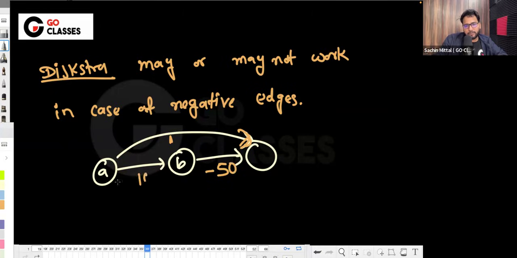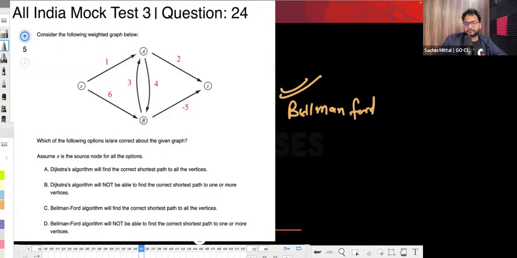this is 10. Okay, so Dijkstra will find out which path has the minimum path from A to C. It will finalize this path, right? It will say that this is the minimum. Okay, but in reality this is the minimum from A to C, right? So Dijkstra might not even work for the negative edges, and that is the question asking. In this question also they're asking the same thing: is the Dijkstra working for this graph or not, right? This is what they're asking. So what do you think?